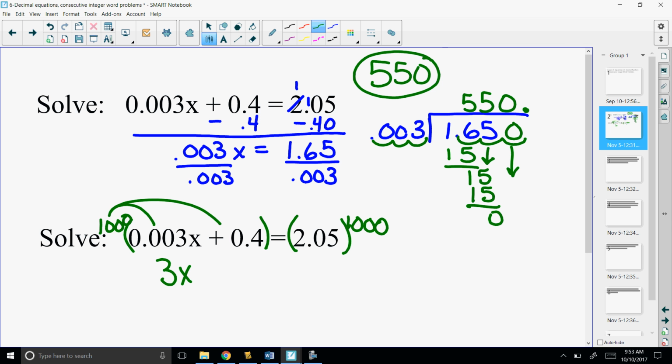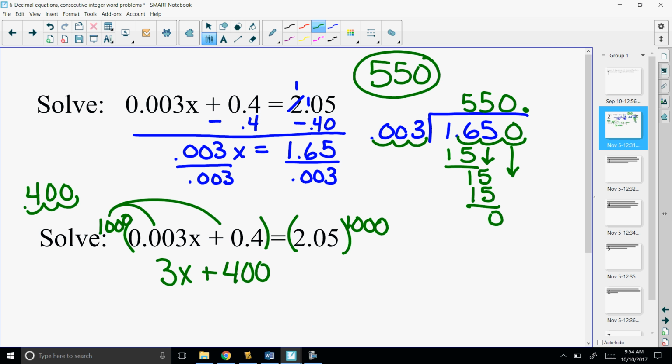I now have a whole number. Ooh, we like whole numbers. We like integers. Easy to work with. I move the decimal point over 3 places when I multiply by 1,000. What does 4 tenths become when I multiply by 1,000? Move it over 3 places and you get 400. So now this equation, which starts out as 3,000 x plus 4 tenths, becomes 3x plus 400.